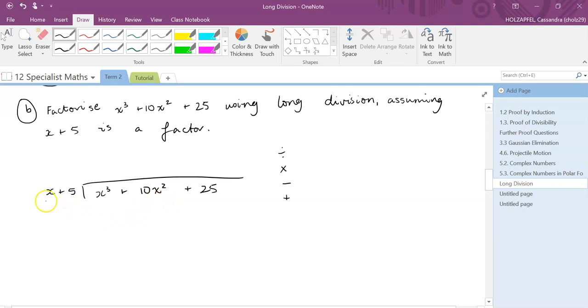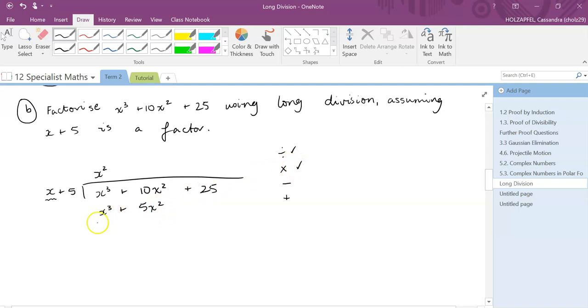Okay, so again, when we do our division, we're just looking at these x values. So x fits into x cubed, x squared number of times. Then we're going to go x plus 5 times x squared, and that's going to give me x cubed plus 5x squared.